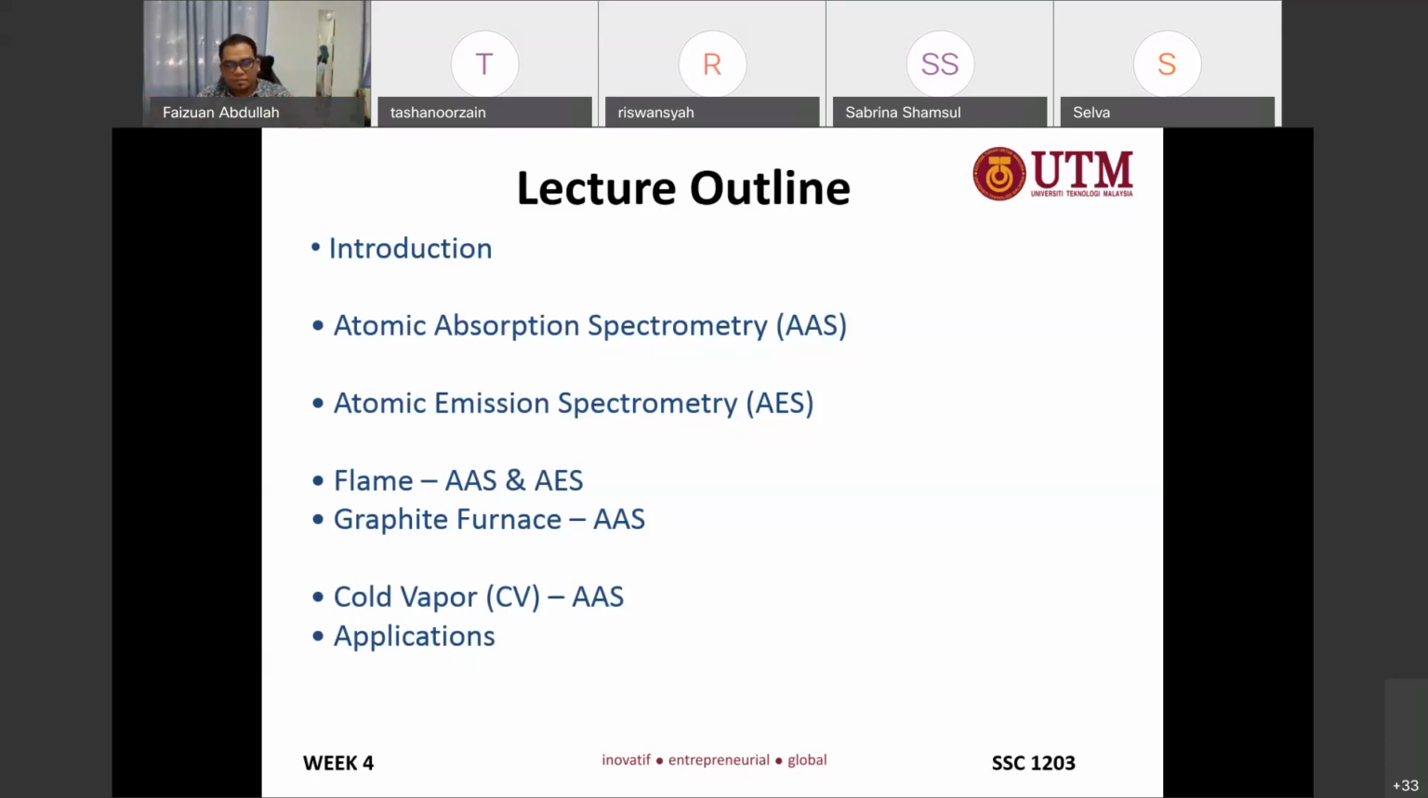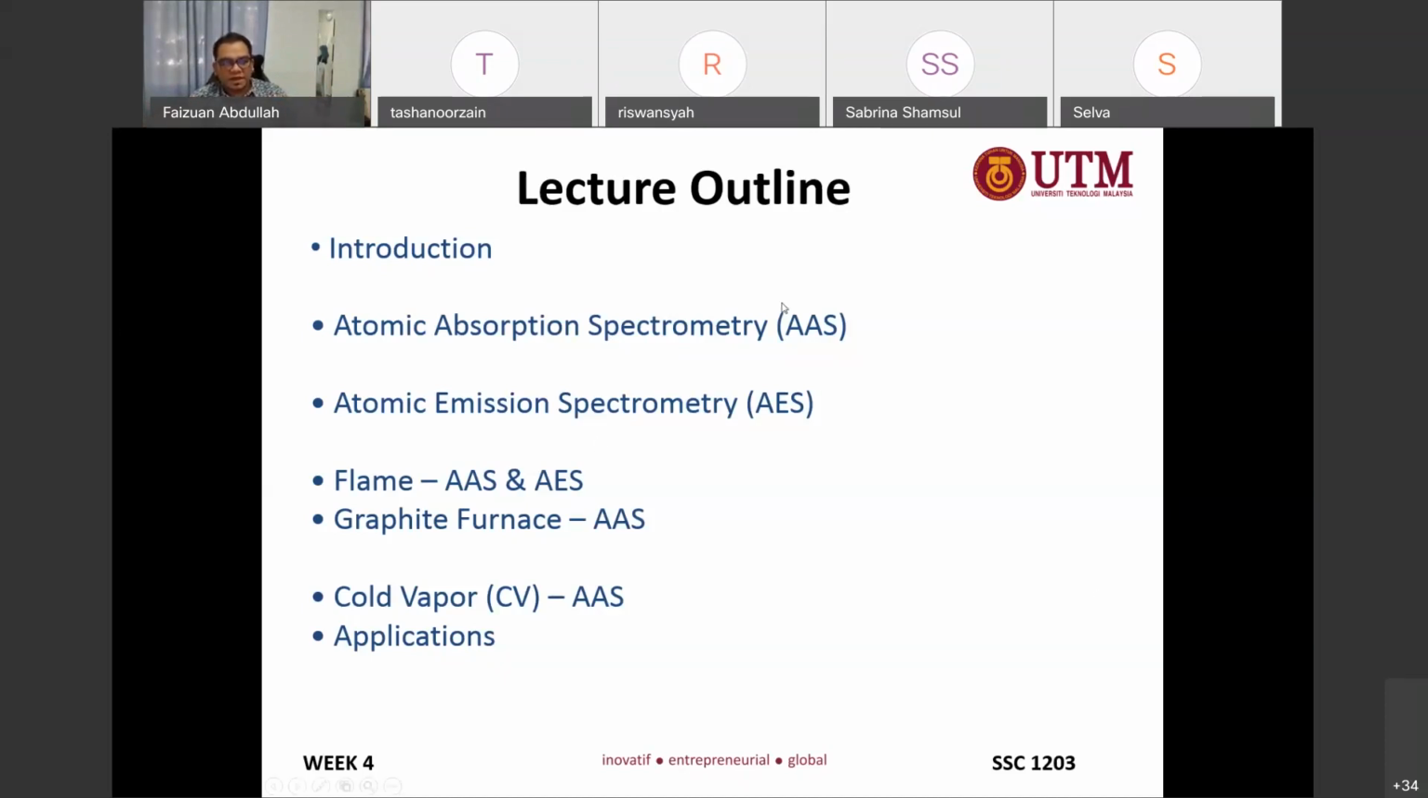For example, lead. For lead, it will absorb a certain range of energy at a certain wavelength, and it will not absorb at a similar wavelength to another metal such as cadmium and so on. So that's why we can differentiate whether the absorption of the energy is from lead or from cadmium and so on, and the concentration is represented by how much of the energy is being absorbed or being emitted.